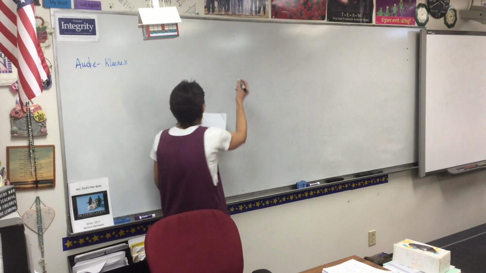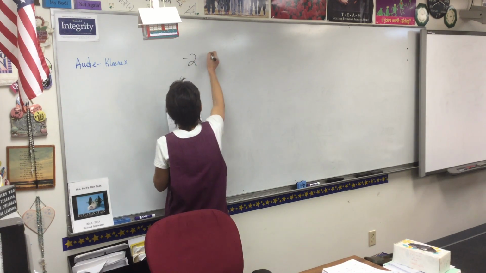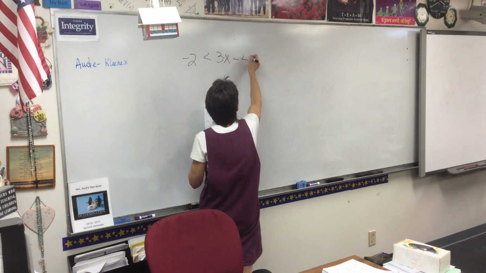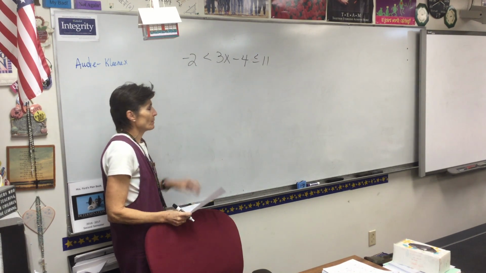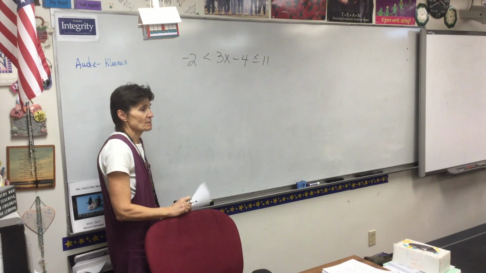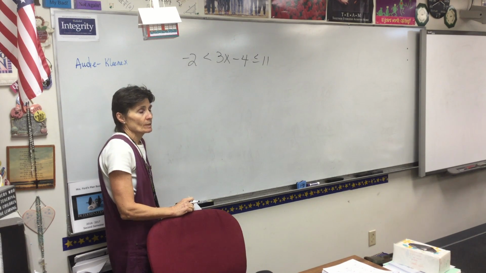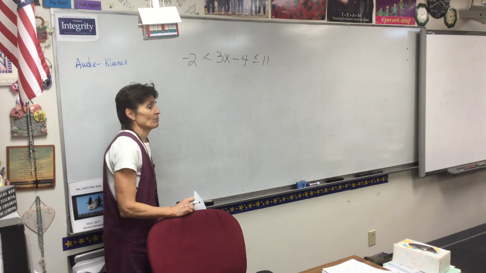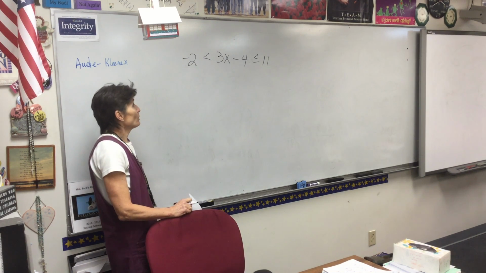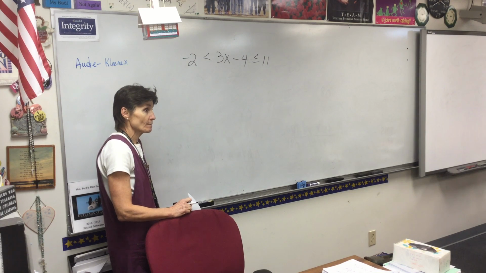So here we go. This is just the missing problems. It's supposed to be part of the packet. I don't know what happened. Here we go. We're going to solve this problem. It just says solve. I would not divide by 3 first. I would add 4 first.